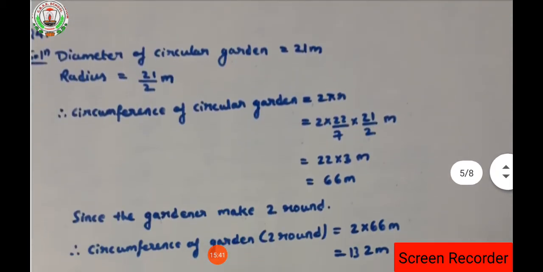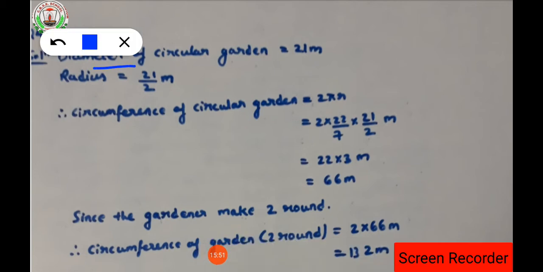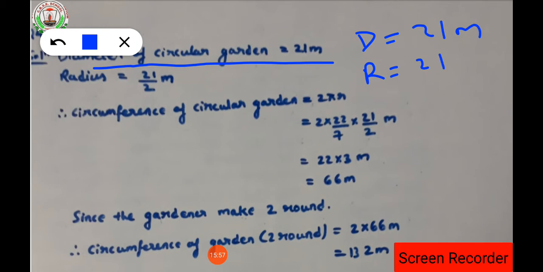Now the next question, number 4. In question number 4 it is given that the diameter of a circular garden is equal to 21 meter. Dear students, here the diameter value is given. This is the diameter, that means the d value is given as 21 meter. So what will the r value be? Dividing by 2 we will get the r value, isn't it?